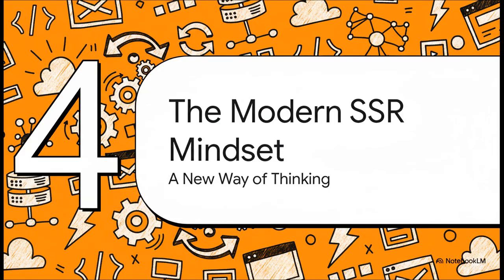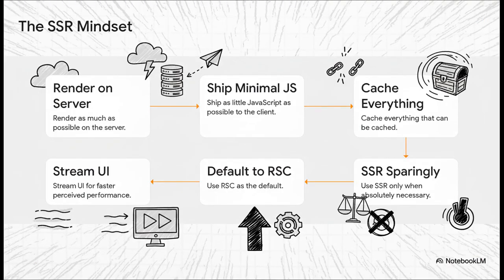Okay, so when we pull all of this together, it's not just a random list of rules, right? It's a new way of thinking. It's a whole mindset for how to build really fast web apps. And this is it. This is the mental checklist. You can run through this for every single component, every page you build. 1. Render as much as you can on the server. 2. Ship as little JavaScript as possible. 3. Cache everything that can be cached. 4. Use full-blown SSR only when you have no other choice. 5. Default to React server components. And 6. Stream your UI for that awesome perceived performance.